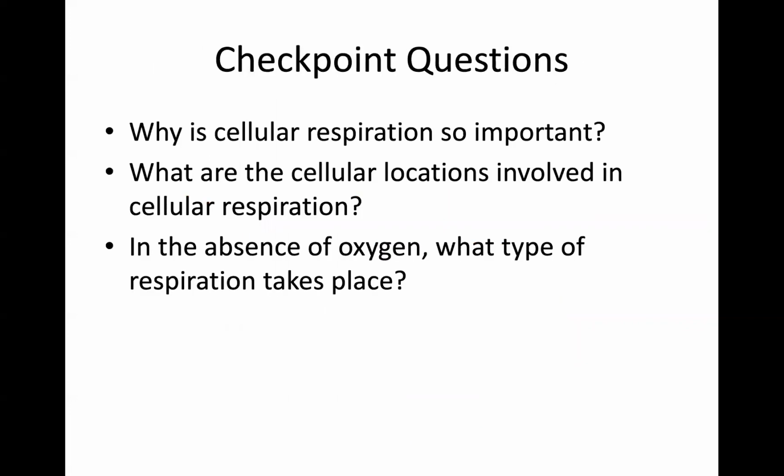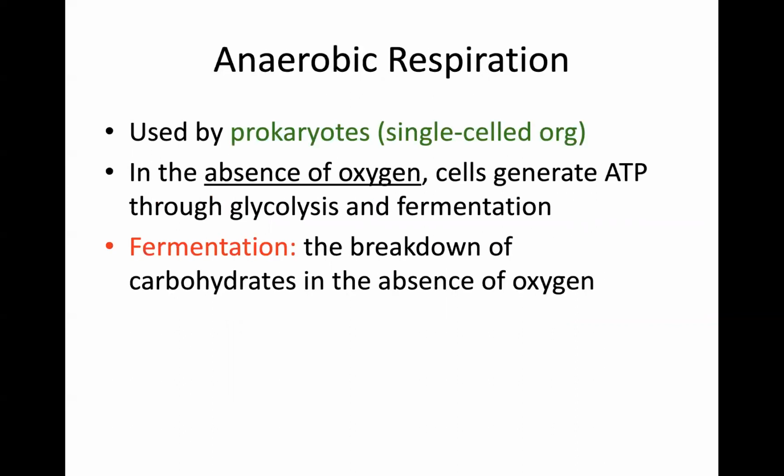And so we stopped last class with these checkpoint questions. Hopefully you've submitted yours. So today we're looking at anaerobic respiration. Anaerobic respiration is a process that's used mostly by prokaryotes, which are single-celled organisms. This process takes place in the absence of oxygen, and this is how the cells generate ATP through glycolysis and fermentation. The ATP generated in anaerobic respiration is a very small amount, and it's only what is generated during glycolysis.